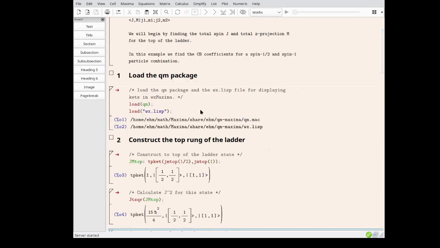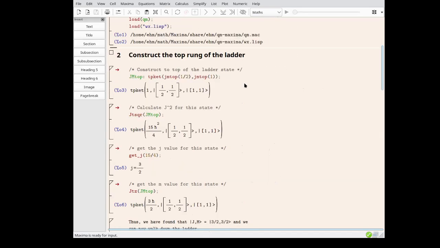So the first thing to do is to load the package and load the WX Lisp file as well, since we're using WX Maxima. And then we want to construct the top rung of the ladder. For this particular example, we'll use two particles, one of spin 1/2 and one of spin 1. When we make our tensor product ket, we use those two top states. We're going to call this top state JM top, and that's our TP ket.